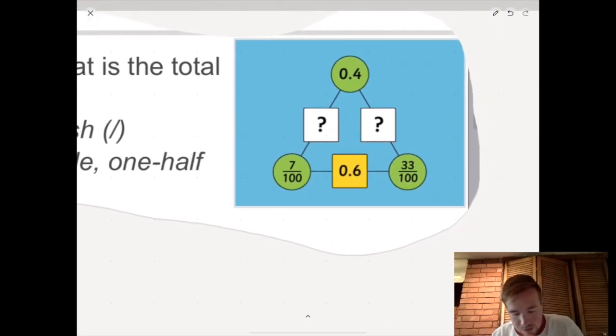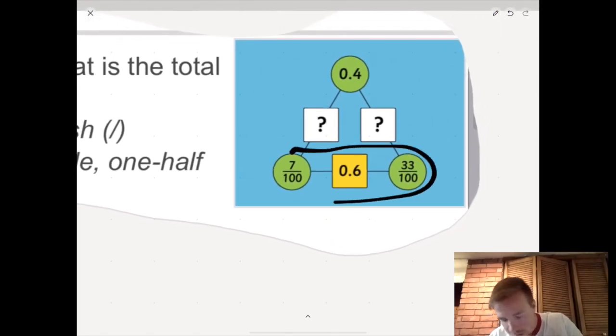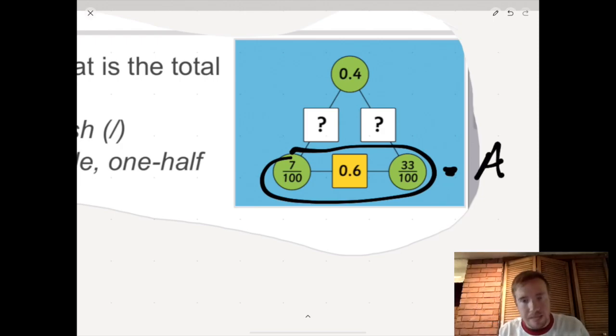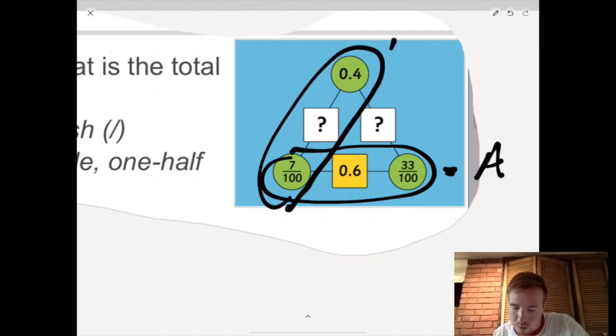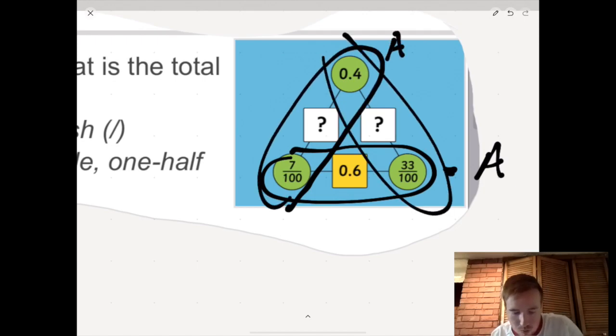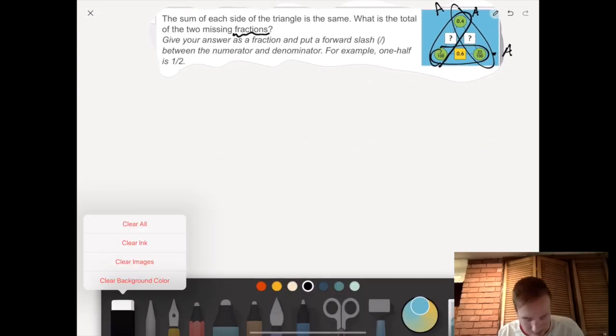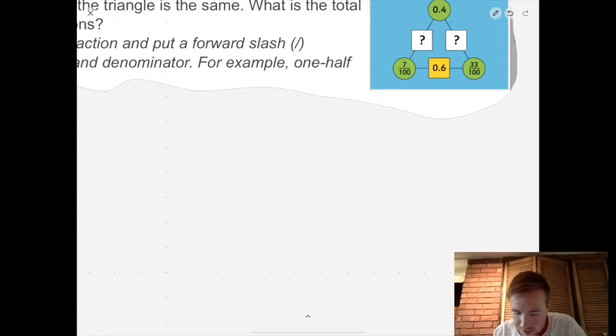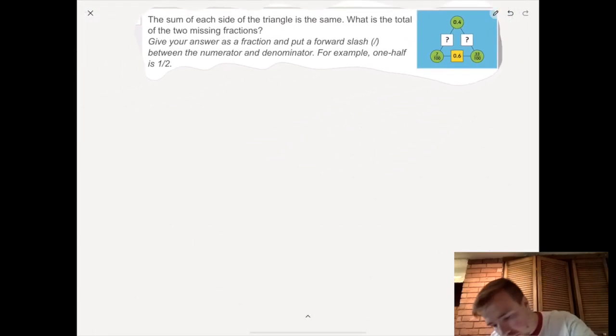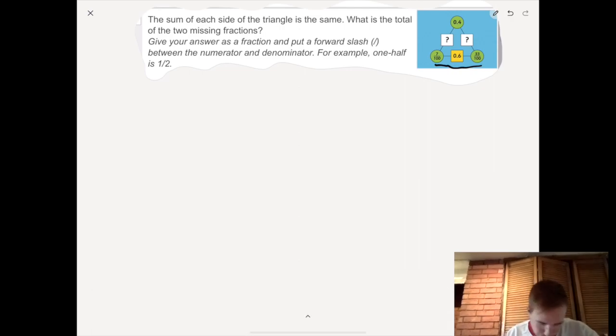Right. Now what it's saying is this side will equal something. It might equal, say, we'll call it A. These three will also equal A, and these three will also equal A. So the most important thing, first of all, is to work out what that A is. We need to work out what the total of each side is. We've got the 3 at the bottom given to us, so we're going to use those. So we've got 7/100, we've got 0.6, and then we've got 33.